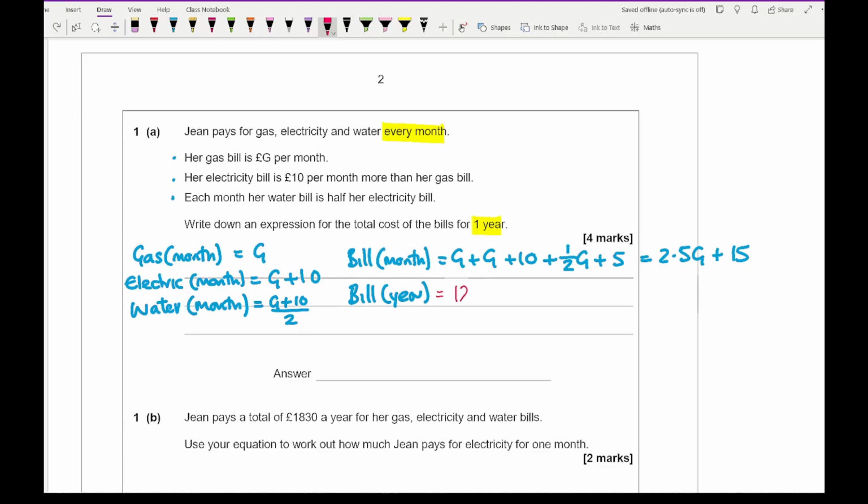So it becomes 12 times 2.5G plus 15. And 12 times 2.5 is 30. And 12 times 15 is 180.